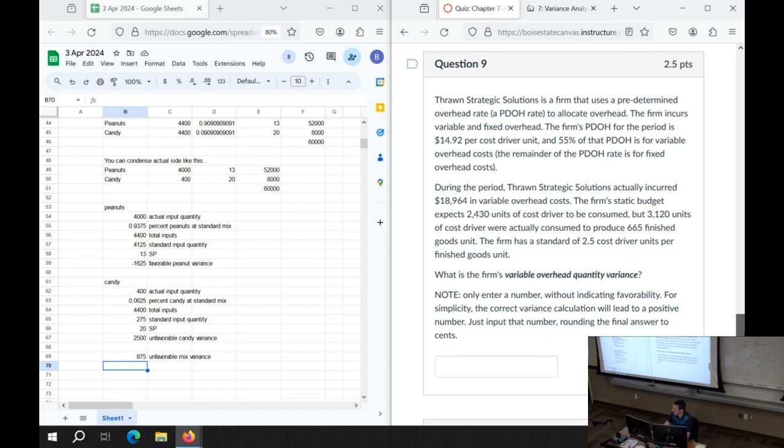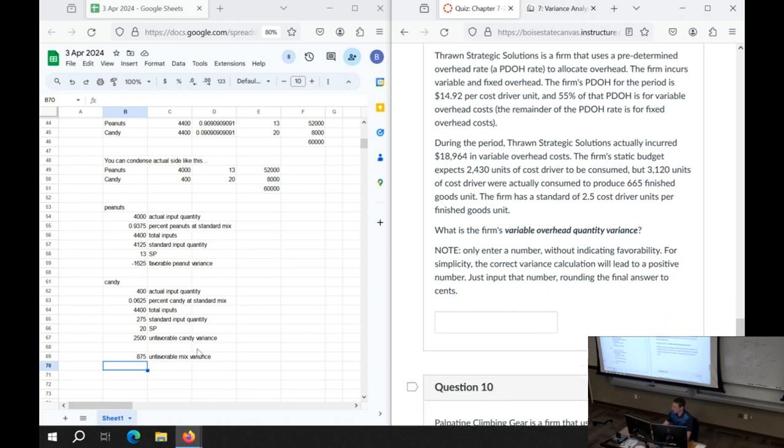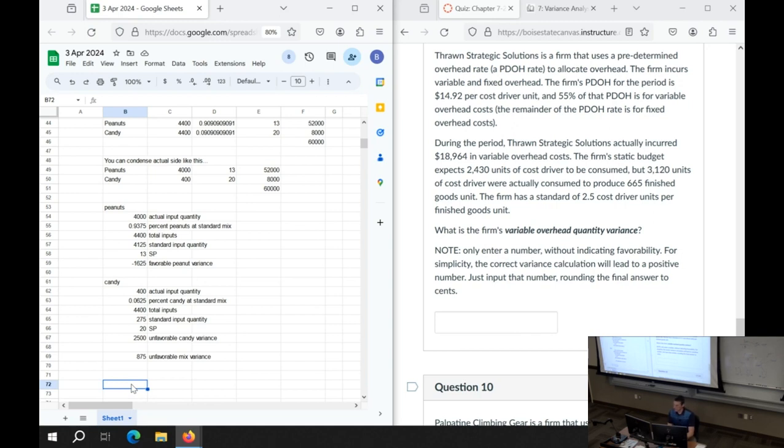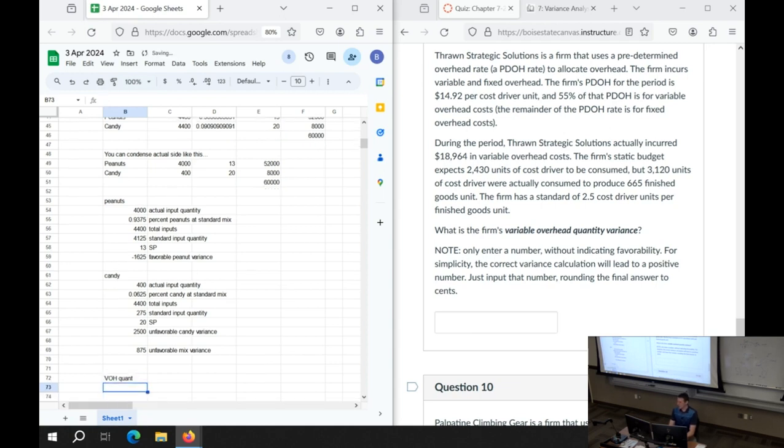So variable overhead quantity variance. Let's go over this really quickly. I think we can do it with speed and precision. We got both those in there. So VOH quantity variance. It's a quantity variance, so it's actual quantity minus standard quantity, all times standard price.